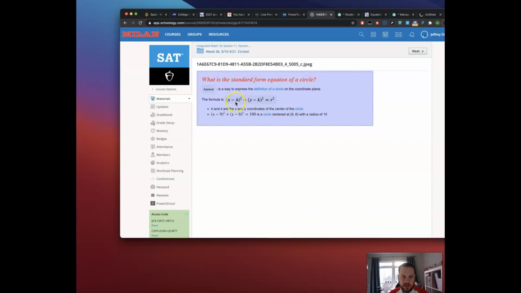This is kind of the main thing you'll be using. So this number here, this h, the number that's being subtracted from the x, is the x value of the center. So like there's a 9 here. A -9 here means the x value of the center is 9. Minus k here, or -6, means the center is 6. And then the square root of this number is the radius. So this circle is centered at 9, 6, with a radius of 10.